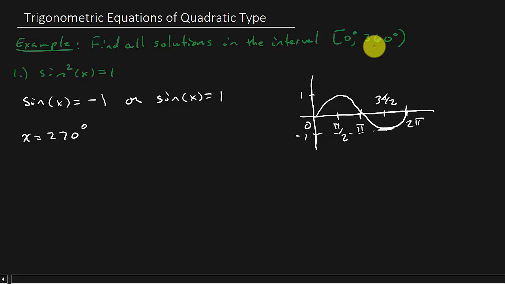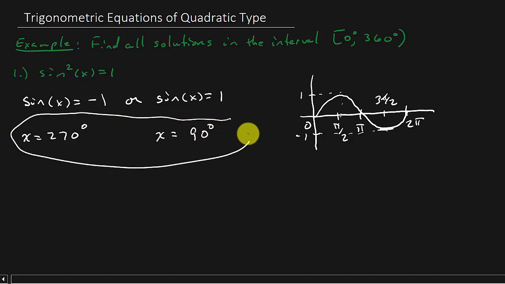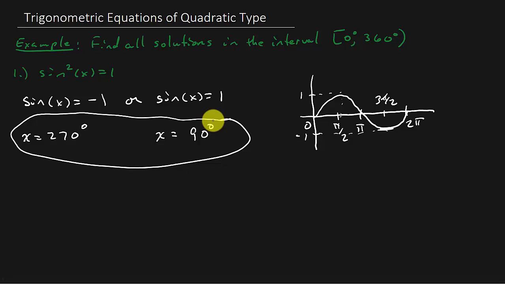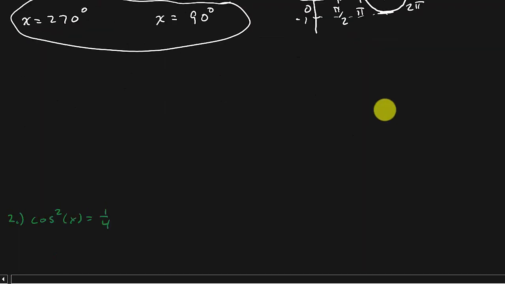And then we want to see where sine equals 1. Well, that's right here at 90 degrees. And so there's your solutions. So that's pretty easy there. That's not bad. So let's look at the next one.